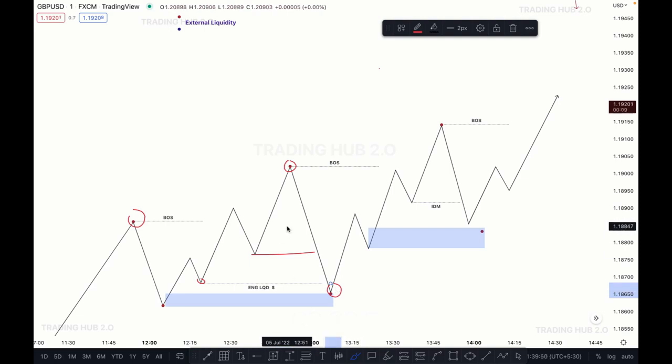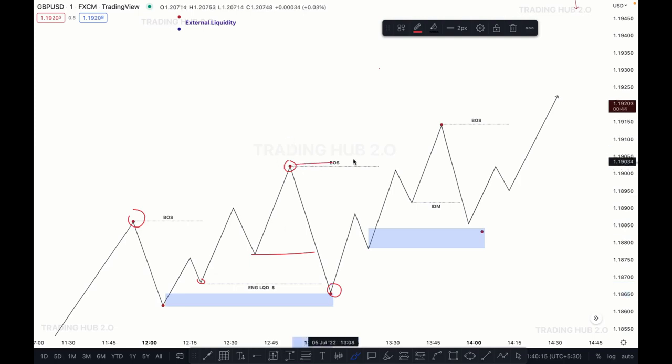In this video you only have to understand inducement: find the inducement, find the engineering liquidity and the external liquidity, because these three things are very important to understand. Without this liquidity and inducement you can't trade. If you understand these things, they are very important.